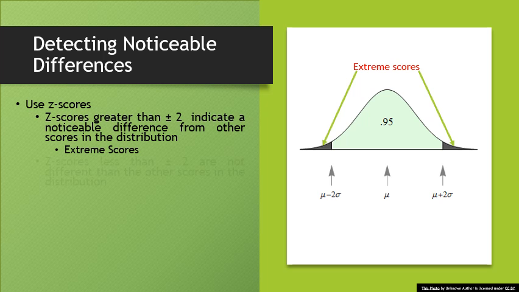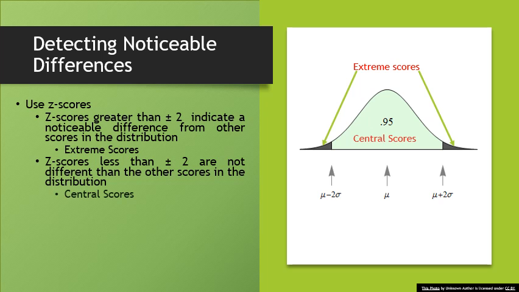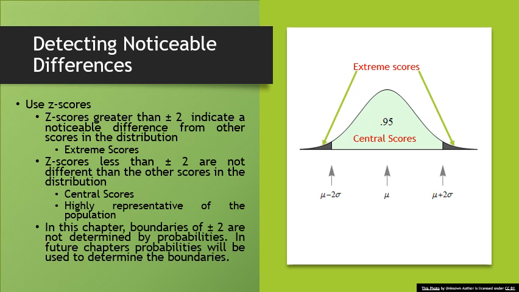So here are the extreme scores. Z-scores less than plus or minus 2 are not different than the other scores in the distribution. They're called central scores. They're in there with the other 95% of the scores. They're highly representative of the population if they're in the central area. So in this chapter, boundaries of plus and minus 2 for Z-scores are not determined by probabilities. In future chapters, probabilities will be used to determine the boundary. So it may not be plus and minus 2. It might be plus or minus 1.96 or plus or minus 1.64. We'll talk about those later when we get into those chapters.